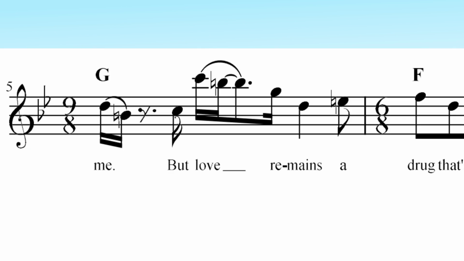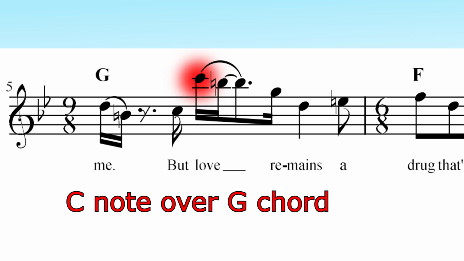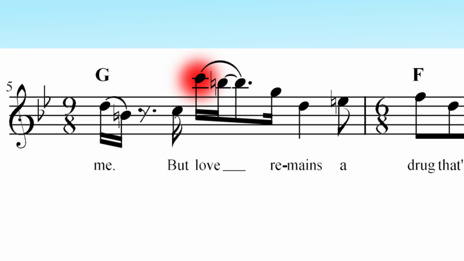The word love is broken up into two syllables, and the first one is sung as a high C note on a strong accented position, over the G major chord again, which the C note is not part of that chord. Then it resolves back to the B note, which is part of the chord.